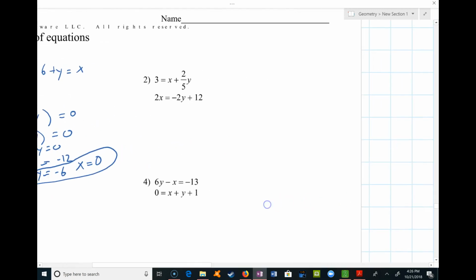Okay, moving right along to this one. In this case, once again, it's pretty easy to get x by itself, only this time on the bottom equation. So I divide both sides of that equation by 2, and I would get x equals negative y plus 6. And so then I'm going to replace x with negative y plus 6 in this equation. So this equation comes down here, and I get 3 is equal to, negative y plus 6, that takes the place of the x, plus 2/5 y.